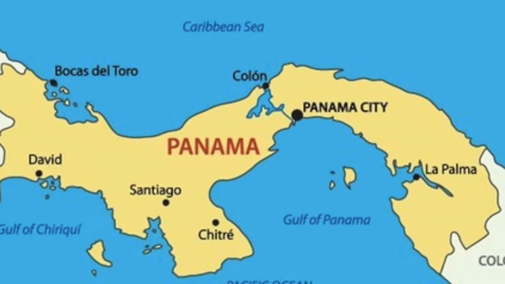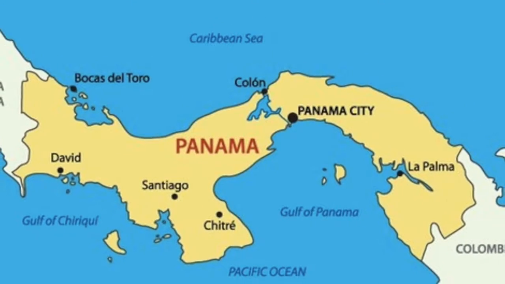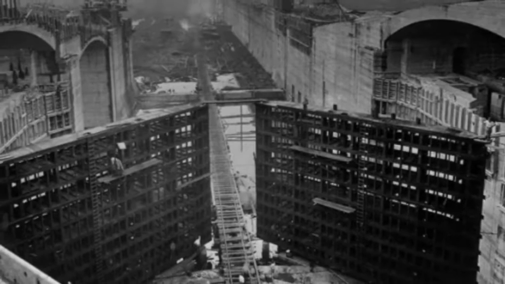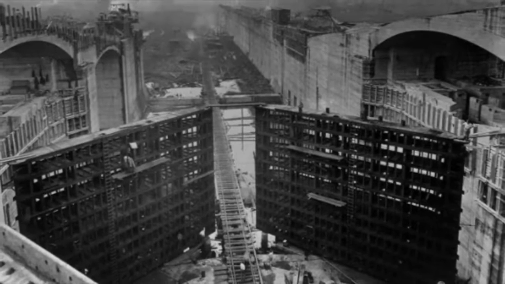The Panama Canal Treaty started with the Hay-Bunau-Varilla Treaty in November 1903, which gave the U.S. the right to build the canal in Panama.